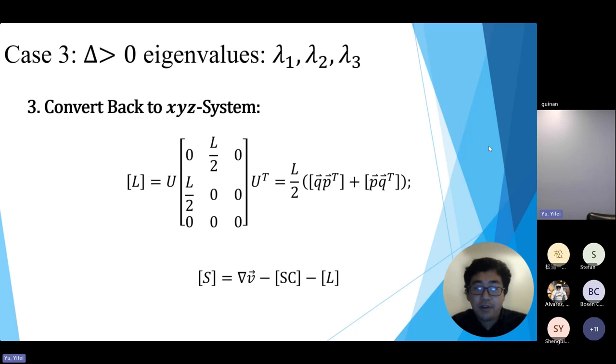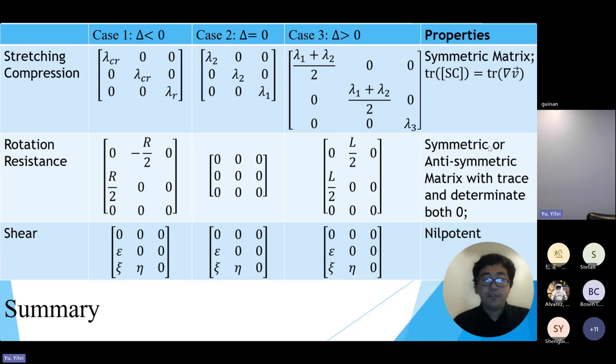Now let's look at a little summary of the decomposition we just talked about. All three cases can be decomposed into three parts: stretching or compression, rotation or resistance, and shear. Stretching or compression is the diagonal from the principal matrix, which has the same trace as nabla V, and after being transformed back into the original system, it is still symmetric. The shear is just epsilon, xi, and eta on the lower triangular, and after being transformed into the XYZ system, it remains nilpotent. For a rotational point, it has an anti-symmetric matrix for rotation, which is R over 2 and negative R over 2 for partial V over partial X and partial U over partial Y.